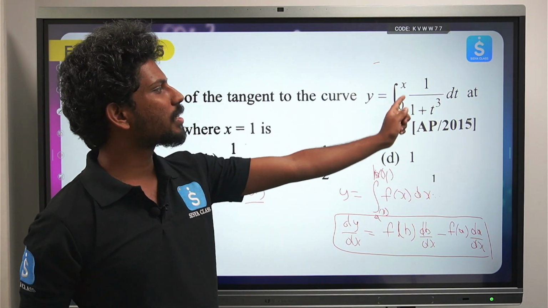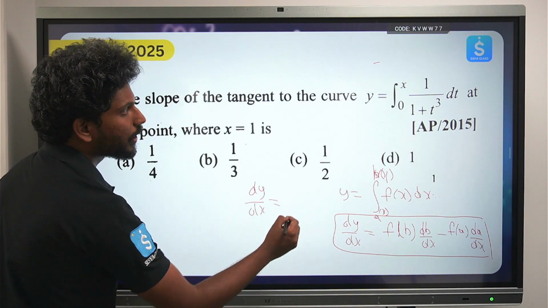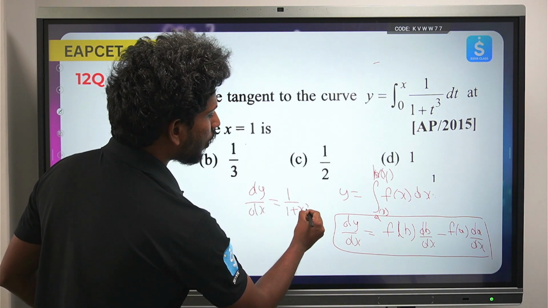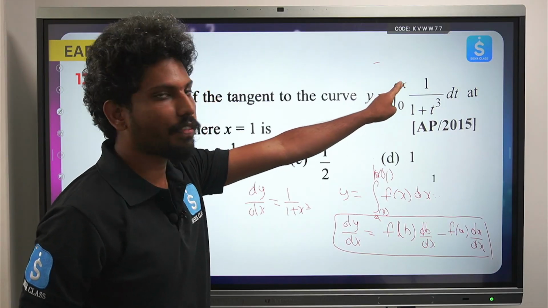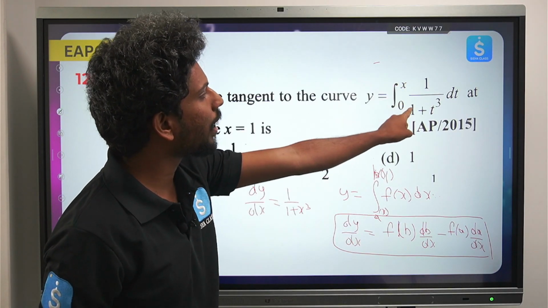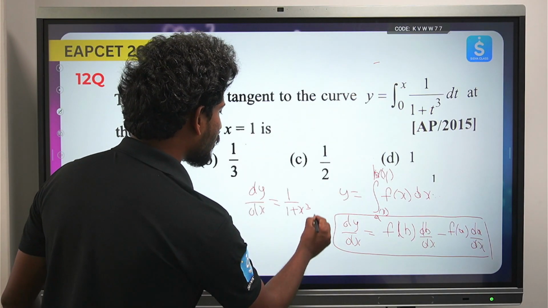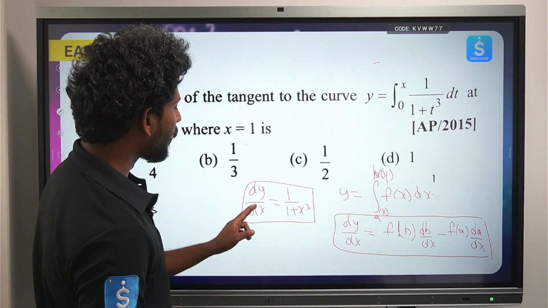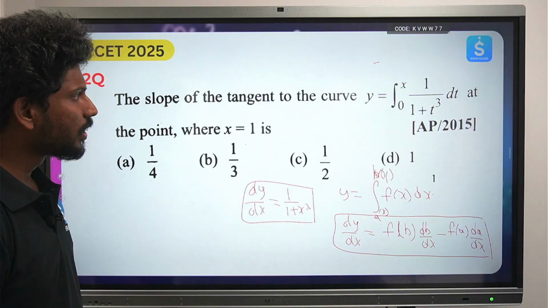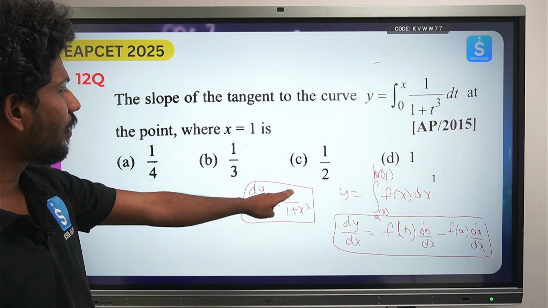So y is equal to the integral from 0 to x of 1 by 1 plus t cube. So dy by dx, directly substitute 1 by 1 plus x cube into, according to this rule, d by dx of x, which is 1, minus substituting here 1 by 1 plus 0, which is 1, but the differentiation of a constant is again 0. So this will be your final function. So dy by dx is equal to 1 by 1 plus x cube, right? So if I differentiate this, I got this answer.